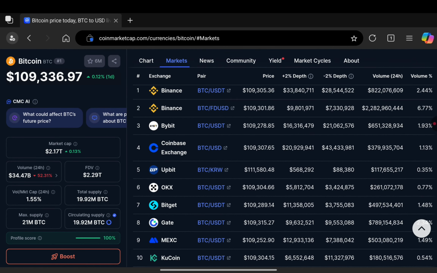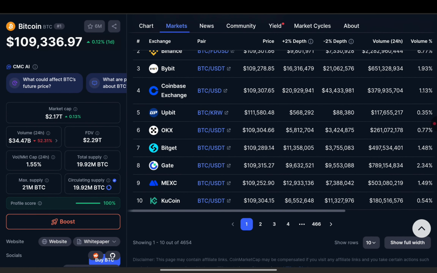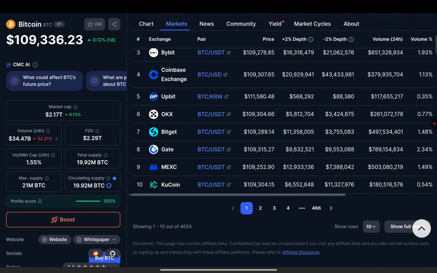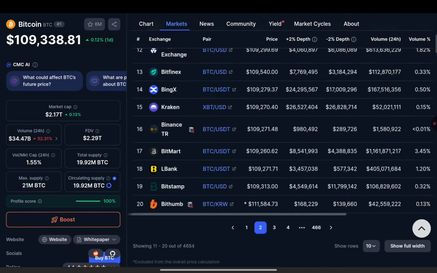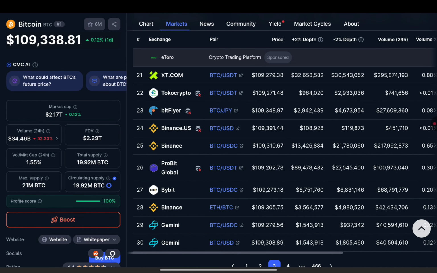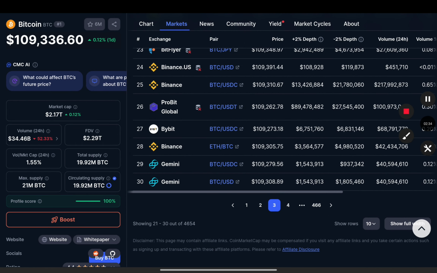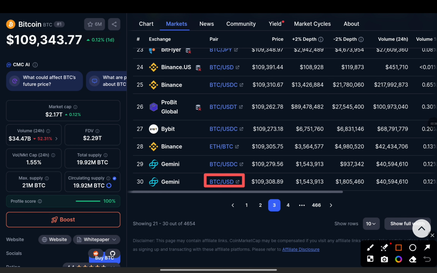Now, let's take a look at other cryptocurrency exchanges to see if we can find something more than this, because this is kind of too low for me. Let's go down. Okay, Gemini is actually good as well. But Gemini is only possible for Americans, because you can see this pair over here is BTC USD. So only if you have access to USD can you actually do this.